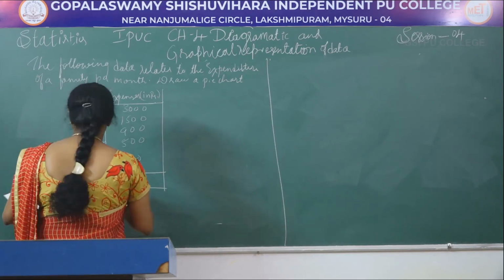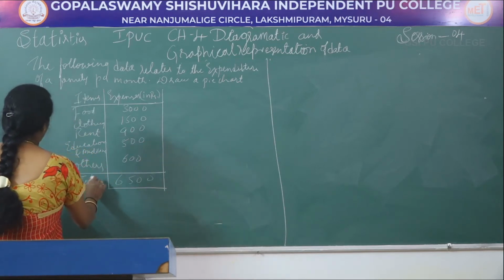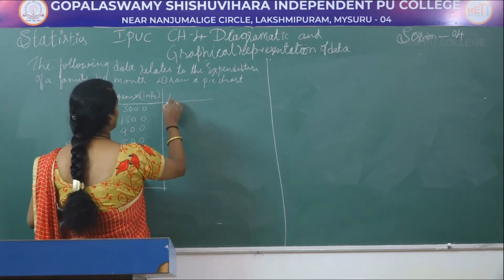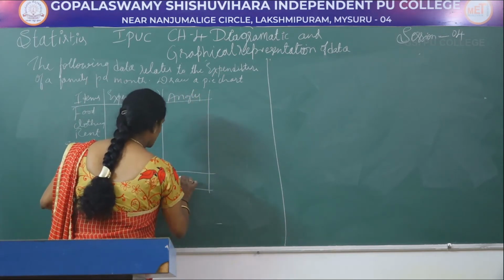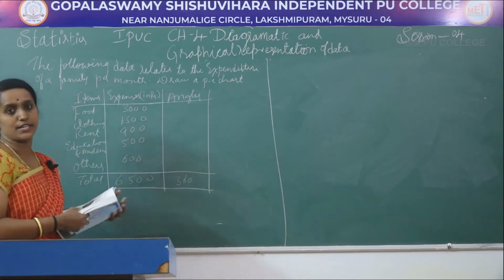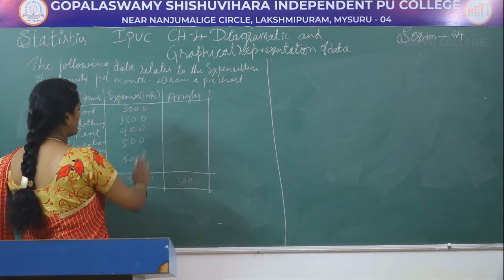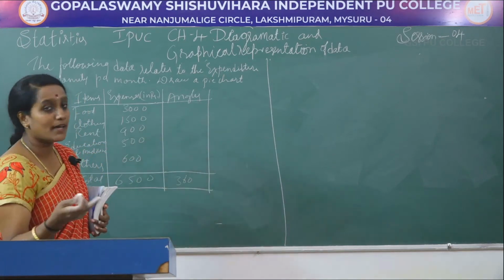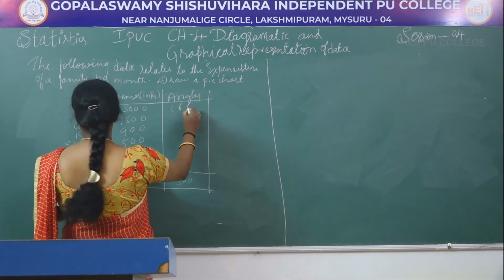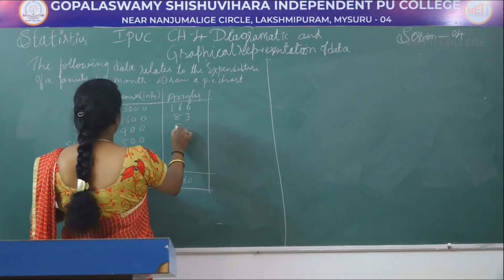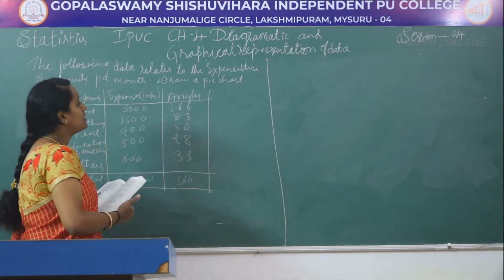First we will take the total of this. Here this total is 6500. Now we have to find the angles for this. You know how to find the angles, because the total angle of a circle is 360 degrees. So you have to divide each number by its total, then multiply by 360. So the angles will be like this: 166, 83, 50, 28, 33, and the total will be 360.